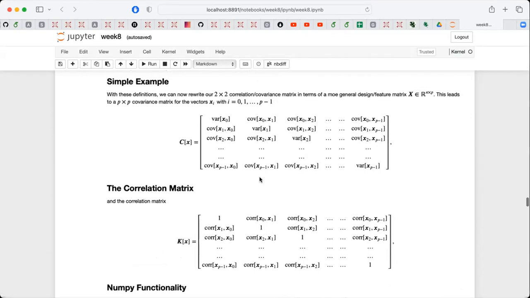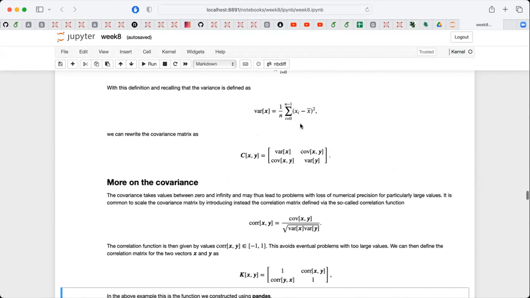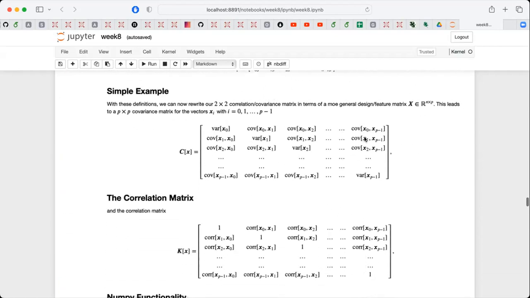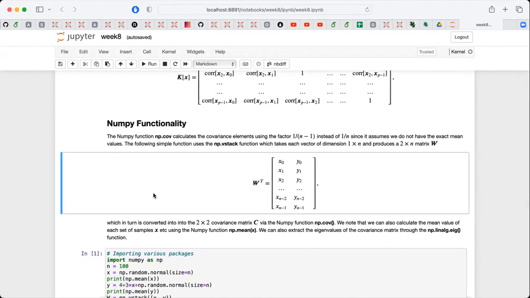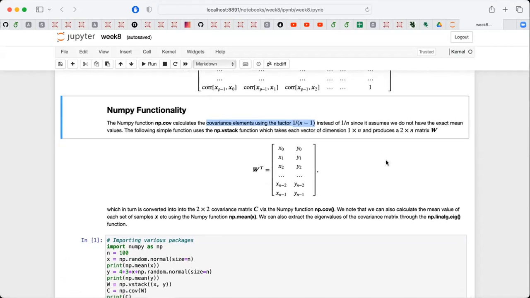And both of these matrices are symmetric. It's easy to see that they have to be symmetric if you just go back to the definitions of the variance and the covariance. If I interchange y and x, this just doesn't change the values. So it's a symmetric matrix, and NumPy is one way of using it. Just keep in mind that NumPy calculates the covariance using this factor 1 over n minus 1 instead of 1 over n, since it assumes we do not have the exact mean value.